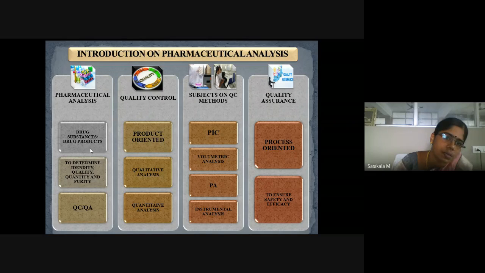After deriving a drug substance, we'll be converting that drug substance according to the mode of administration. So that form is called a drug product. Drug product is nothing but the formulated form of drug substance like tablet, capsule, injection, whatever mode we want to administer the drug to the patient. Accordingly, it will be formulated. So that is called drug product. So pharmaceuticals comprise drug substances or drug products.